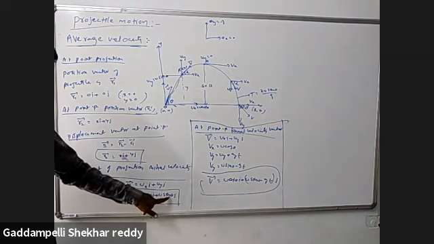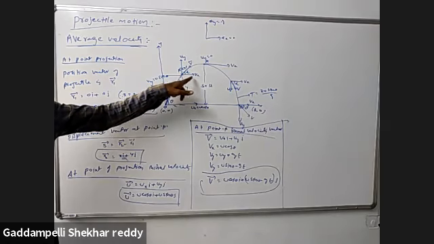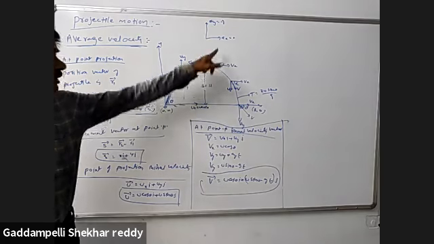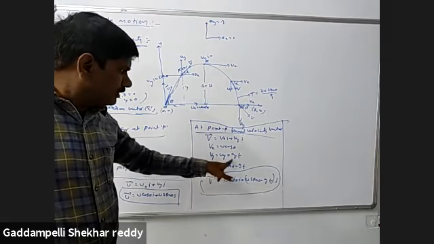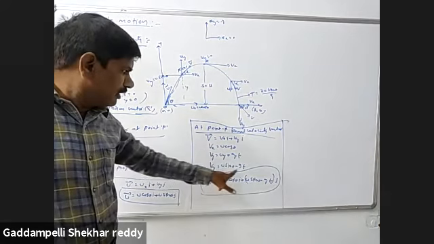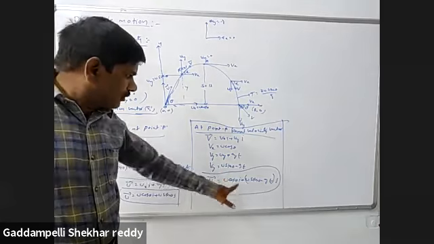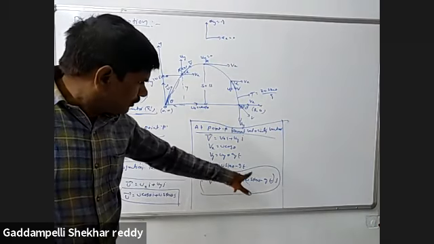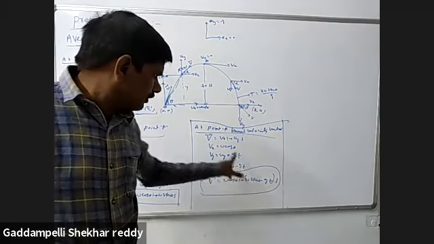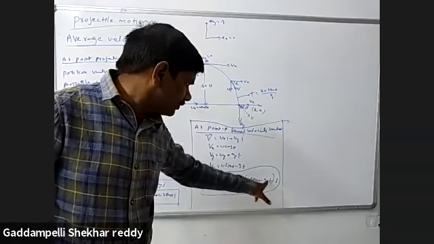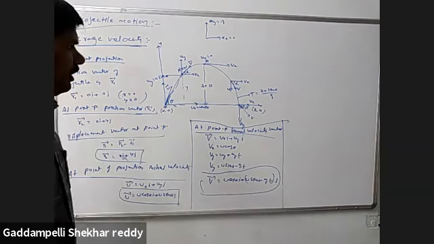U bar is equal to u cos theta i plus u sin theta j. After traveling a distance, at this point, horizontal velocity remains constant. What is the reason? Ax is 0, but vertical velocity changes. That means Vy is equal to Uy plus Ayt, so Vy is equal to u sin theta minus gt. So V bar is equal to u cos theta i plus (u sin theta minus gt) j. So this is initial velocity vector, next final velocity vector.